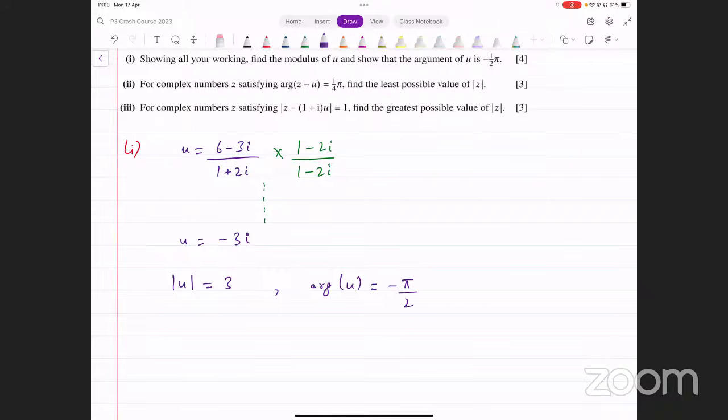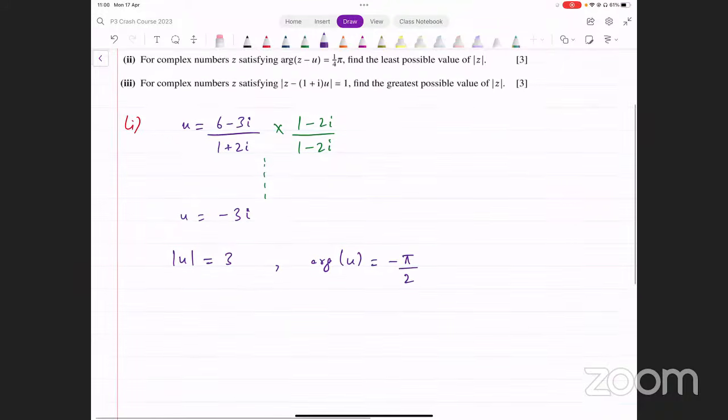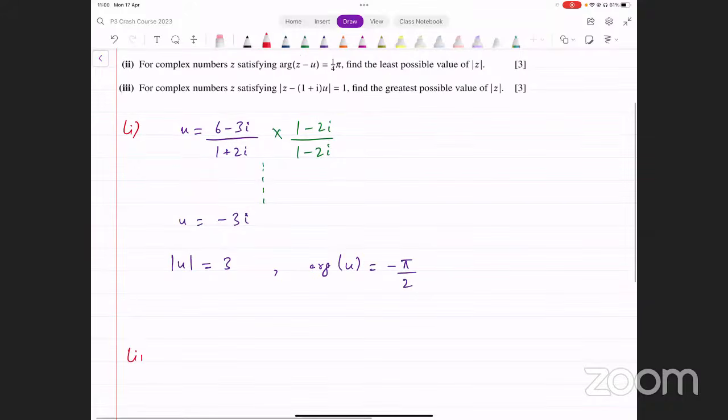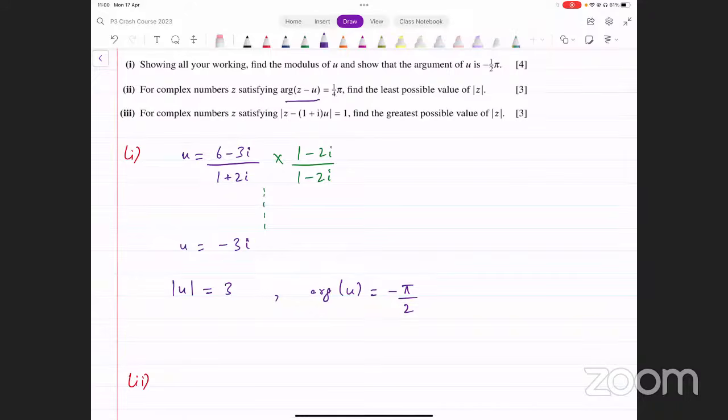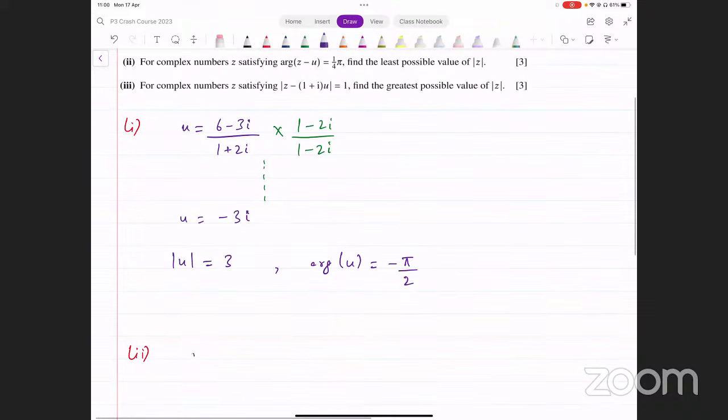Okay, so let's assume you've done the first part. Let's focus on the second and third parts for now. In the second part, it says, for complex numbers z satisfying argument of (z minus u) equal to pi over 4, find the least possible value of modulus of z. Now, how do we think about this? First of all, let me just write that here. It says argument of (z minus u) is equal to pi over 4.